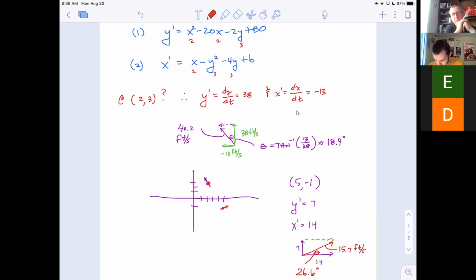But then I go over to 5, -1. The storm is swirling so wildly that the second one is 15.7 feet per second, but it's 26.6 degrees from horizontal. I mean, this is the idea behind vector addition, where you draw them head to tail. You're being blown 7 in one way, 14 in another. And so if I draw those head to tail, then my resultant vector has a magnitude of 15.7 and a direction.